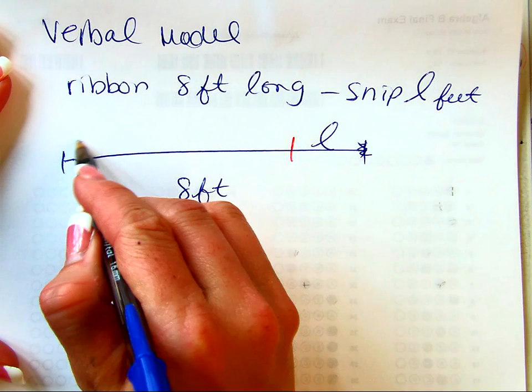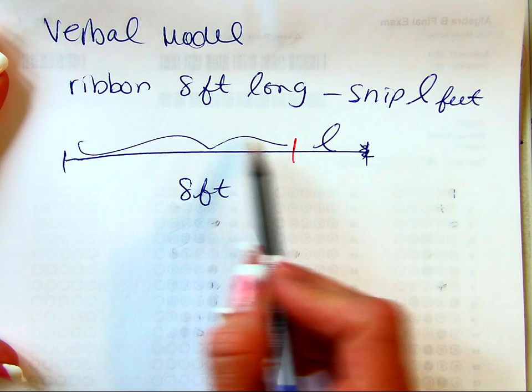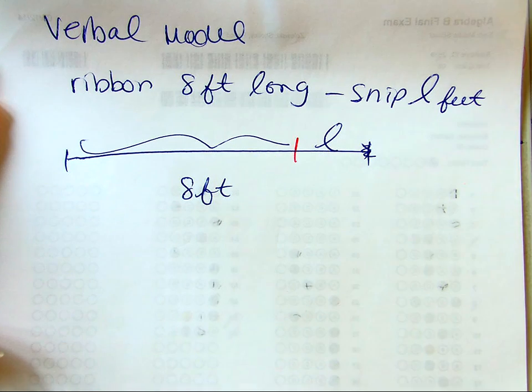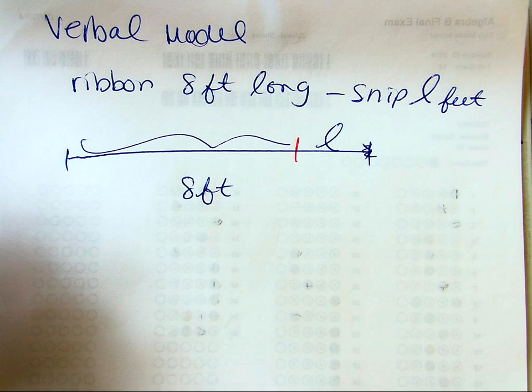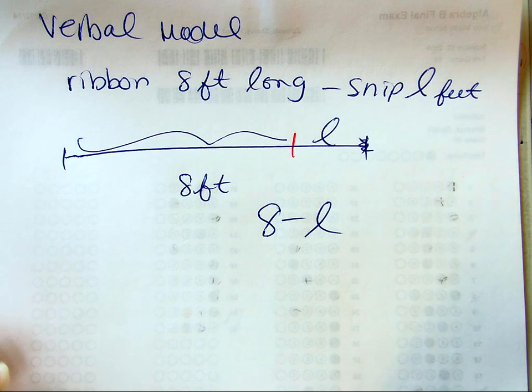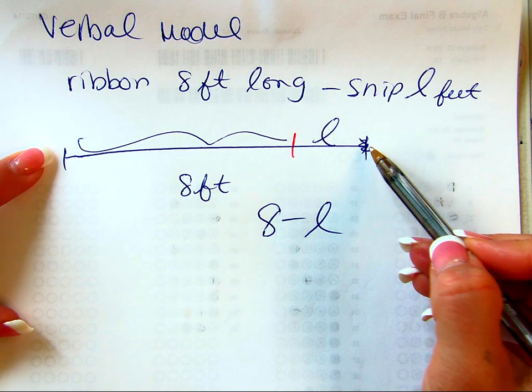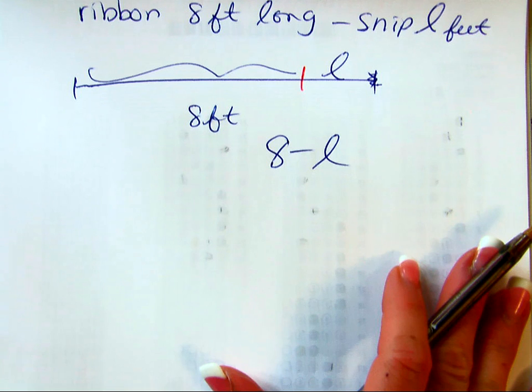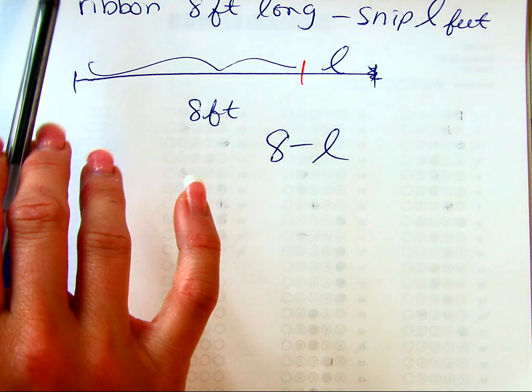So what is an expression to show the amount of ribbon that's left over? And don't overthink it. It's way easier than you think. That's what somebody last hour said. Well, that was easy. 8, yeah. You don't even need to say the word feet. It's literally just 8 minus L. So if here to here is 8, and I just took L away from it, it's just 8 minus L. Real simple, okay? All right, another example, and this is more true to what a verbal model really is.